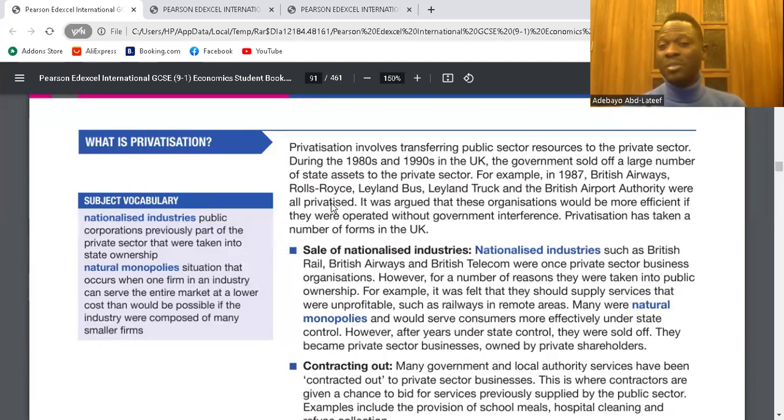These are case studies regarding the UK, but we wouldn't talk about that. I have to talk about it generally. So how does privatization take place? One, sale of nationalized industries. When we talk about industries, we're talking about businesses that manufacture goods and services that belong to the government, which are now taken over by the private sector. So these manufacturing companies that add up to the output of the country have been bought by the private sector. That's one example of privatization.